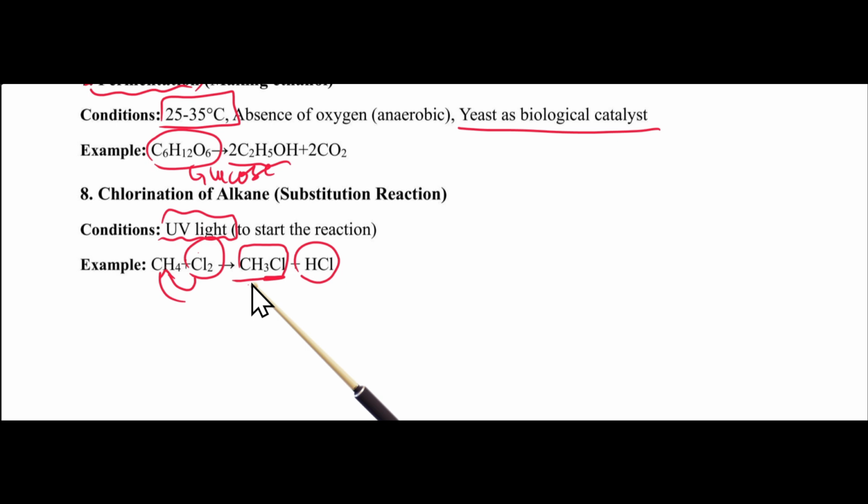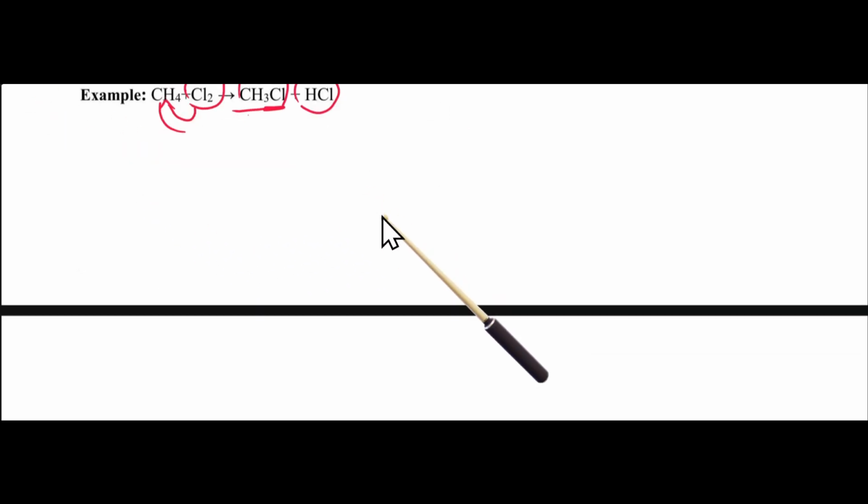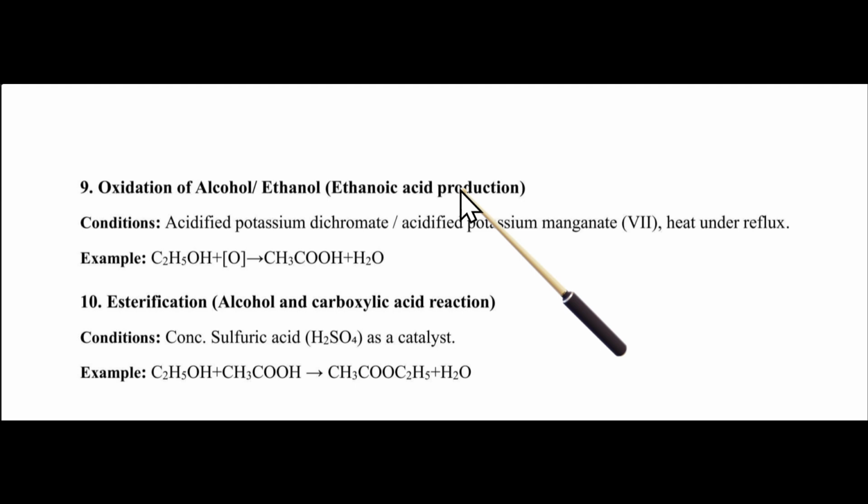Hydrogen is replaced by the chlorine. So what does it mean? That chlorine has substituted the hydrogen. So that's why we call it a substitution reaction, that one atom has replaced another atom. So what are the conditions? Only we need UV light. You need to remember that one.